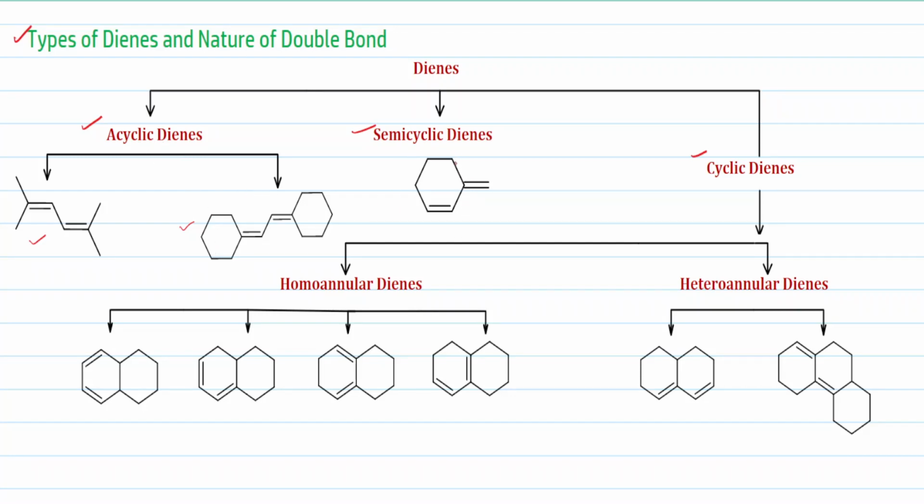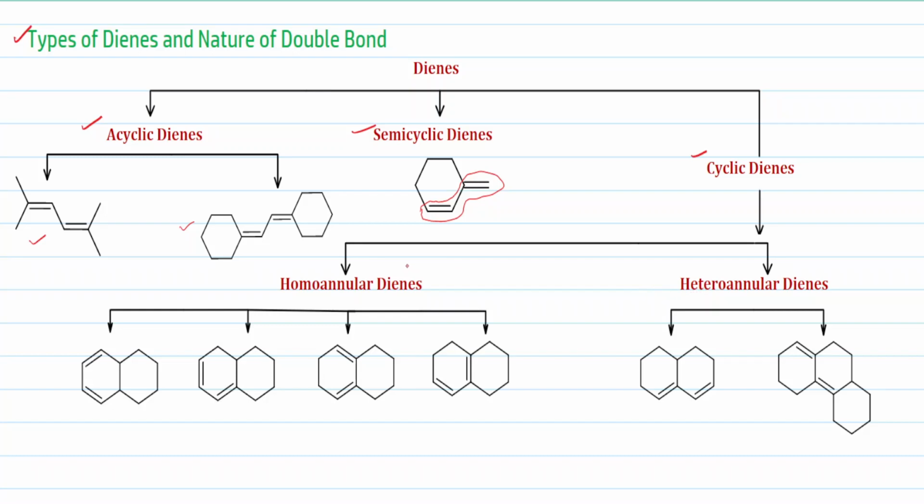Semicyclic diene means that the conjugated diene has one bond in a cyclic ring and one bond outside the cyclic ring. So this type of basic skeleton is present, with one bond inside the ring and one bond outside the ring. Those dienes are called semicyclic dienes. In cyclic dienes, we have two types of diene, that is homoannular and heteroannular diene.